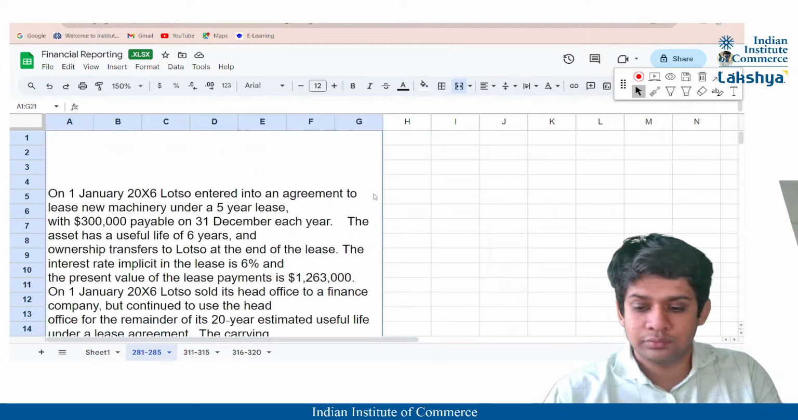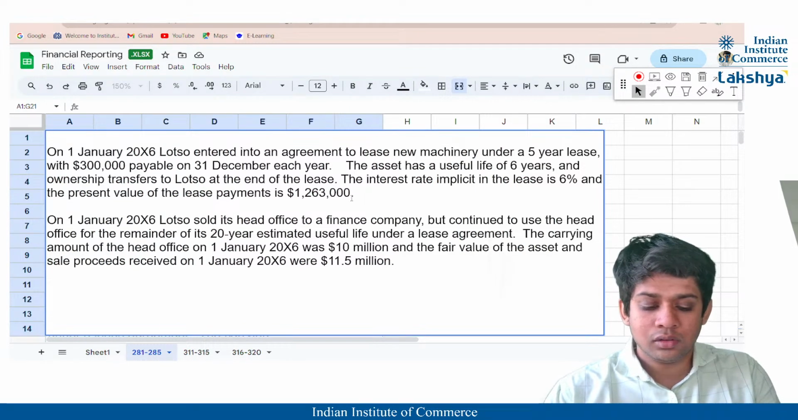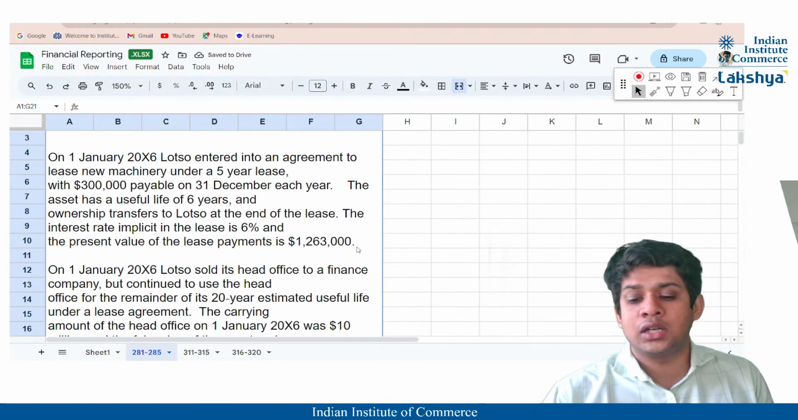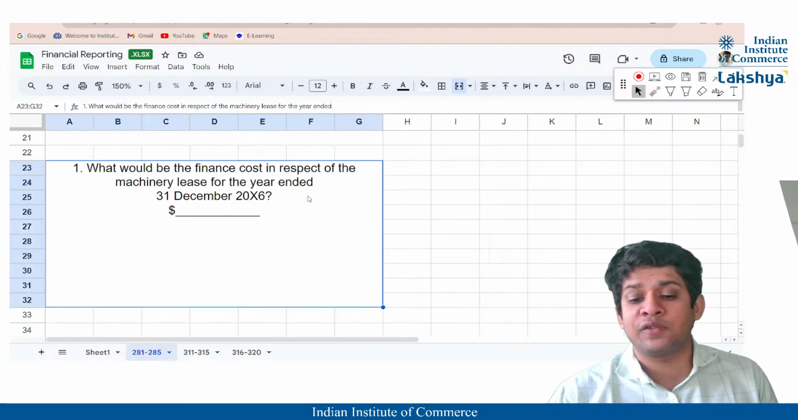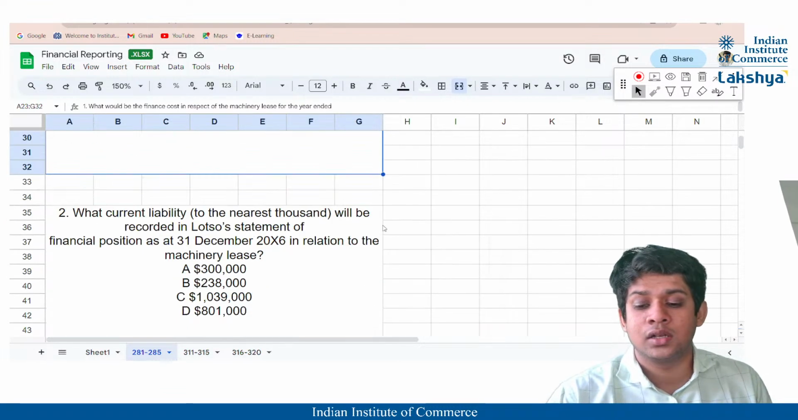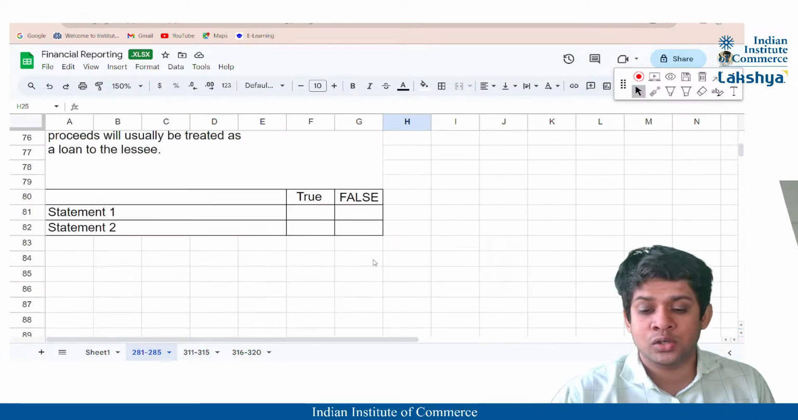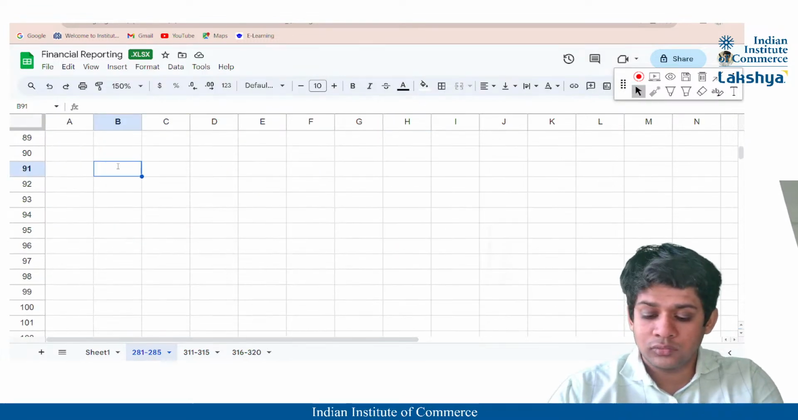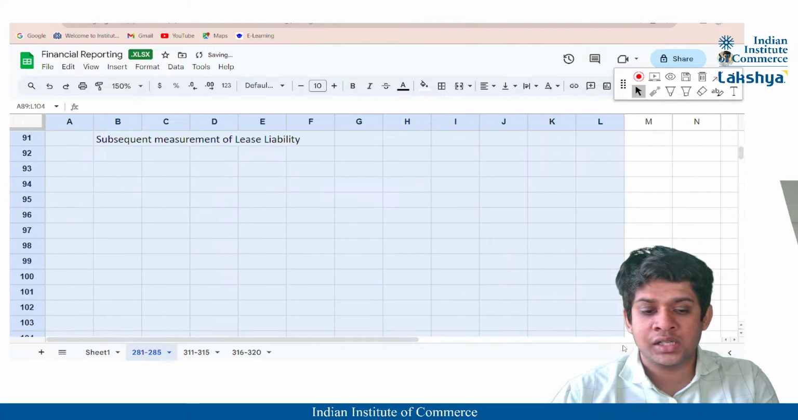I'll just open this. Yes. So this is till 12,63,000. It is the first part. Let us look at the first question. What is the finance cost in respect of the machinery lease? Okay. So firstly, we will have our balance. I'll just do it here. Subsequent measurement of lease liability. Right? I'll just increase the size here.